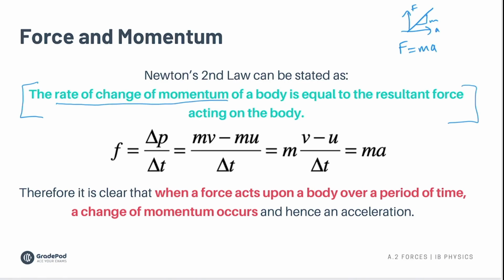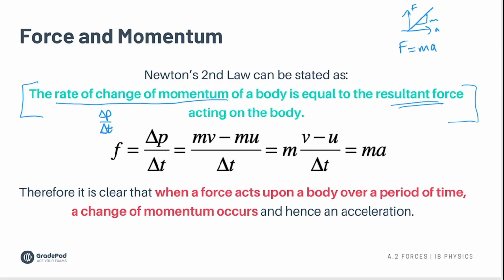If you were to represent that in maths, you'd say rate of change of momentum. Rate of change means divide by time. How quickly is something changing with respect to time? So the rate of change of momentum is equal to the resultant force acting on the body. So actually, Newton's second law in a mathematical form is F equals delta P over delta t.